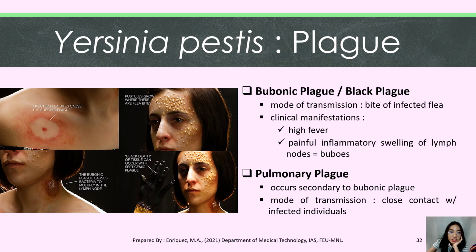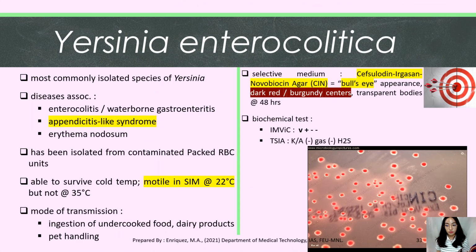Okay, next po is the pulmonary plague. Ang pulmonary plague naman po, this only occurs secondary to the bubonic plague. At kahit wala pong flea vector, people could acquire this through close contact with other infected individuals. So again, that was for the pulmonary plague.